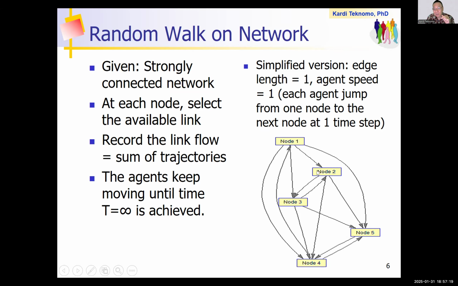So when we say link flow, we sum the trajectories. We sum the flow in its link. And then the agent keeps moving until the time is infinity. Of course, using a computer, you can run up to, say, 1 million. That represents infinity. Again, this is a very simplified version. The edge here, the arrow here, represents a length of only 1. This is just simplified. And then the agent speed is also 1, so that in one time step, it will just go from one node to the next node. So this is an example.